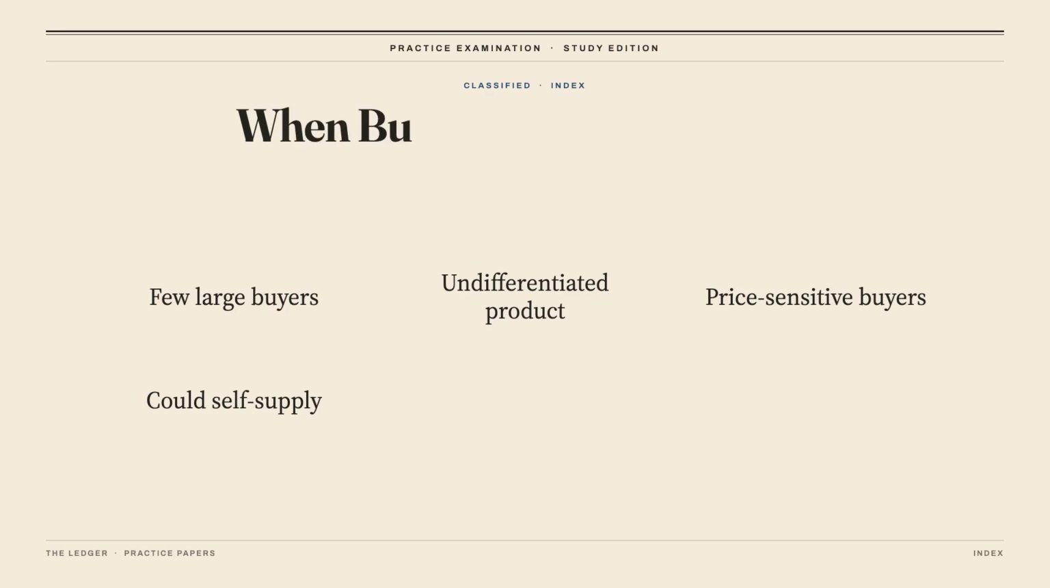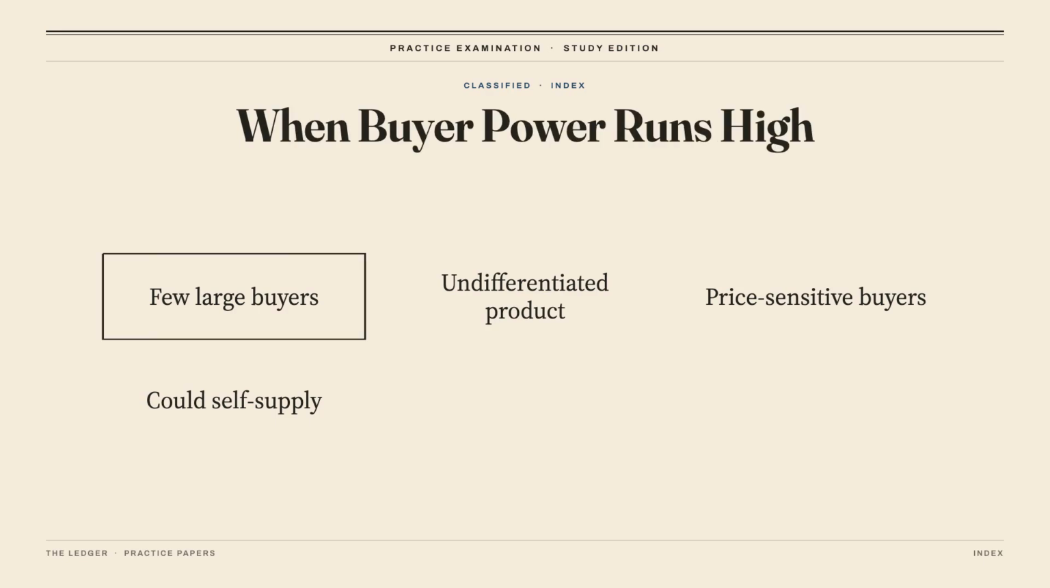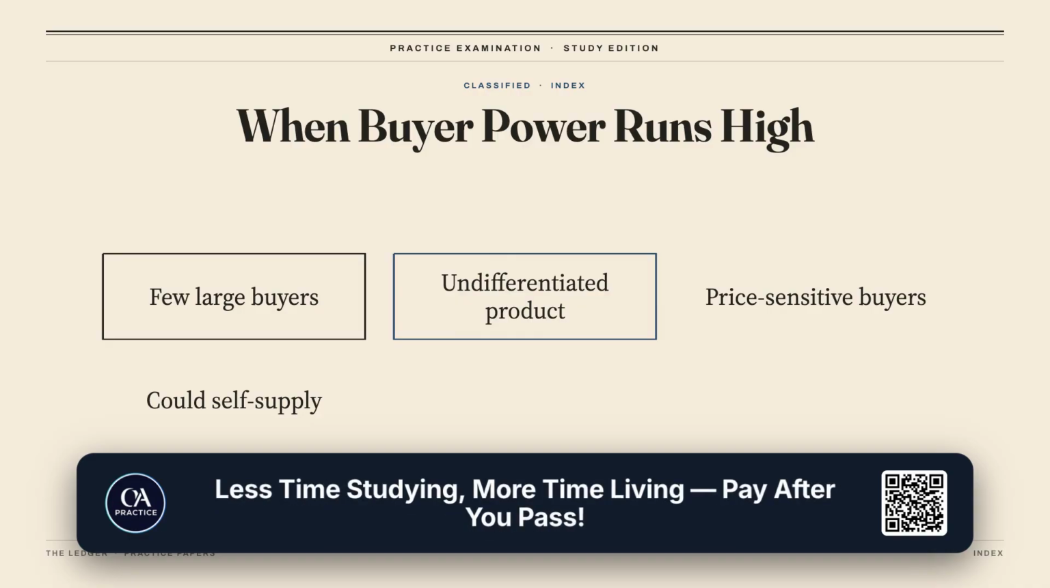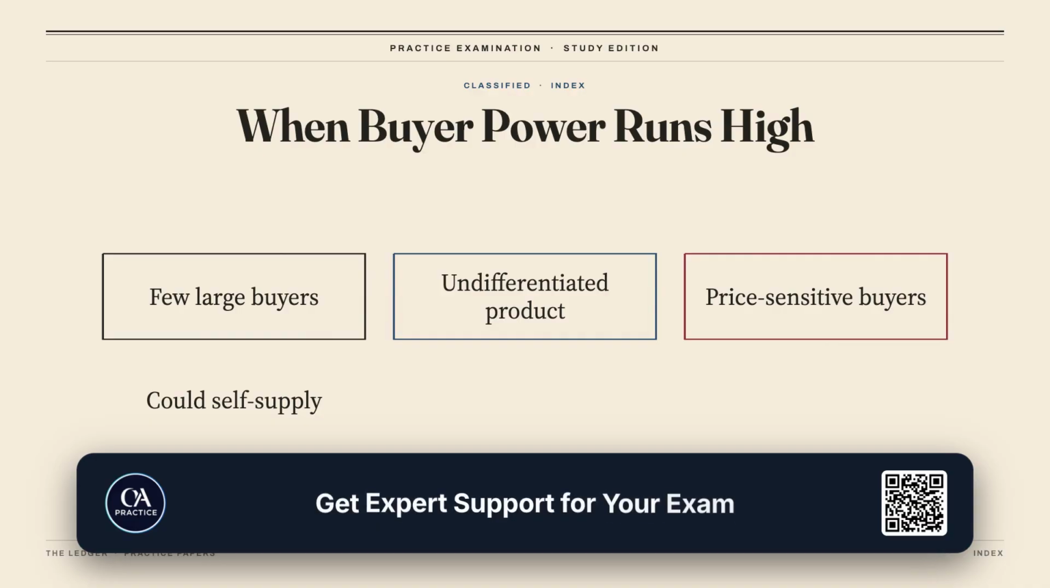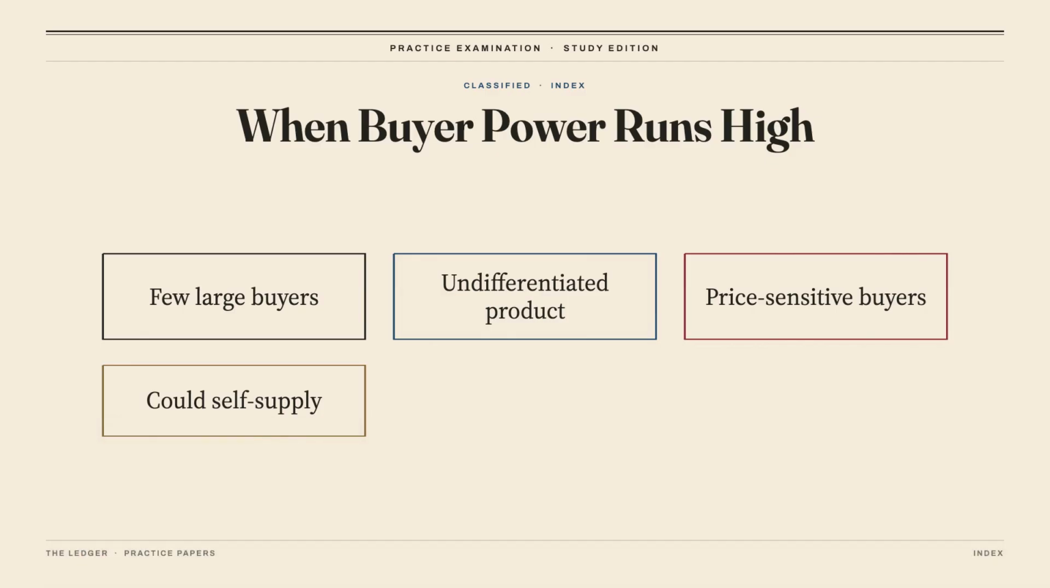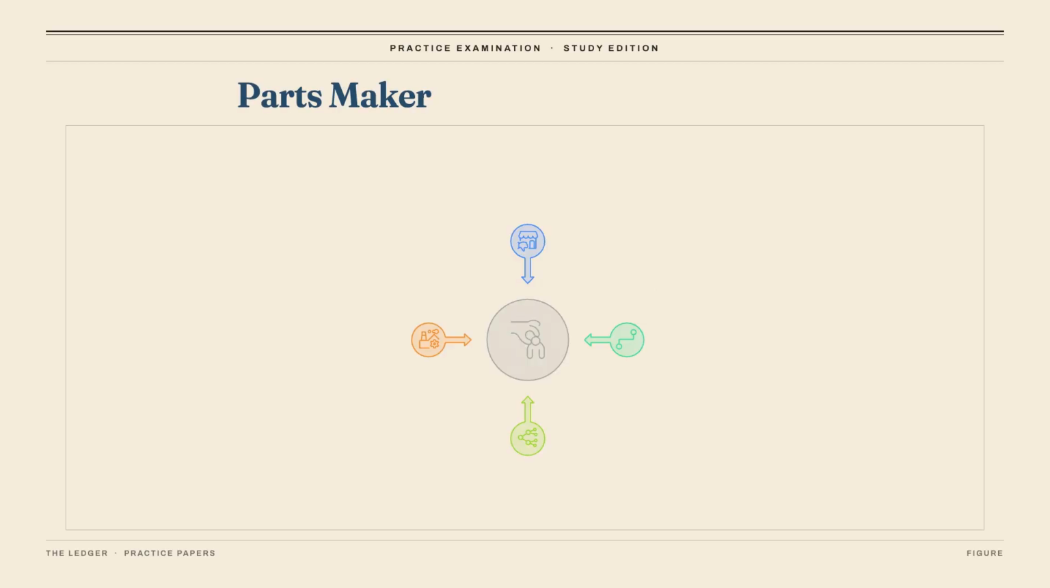Buyer power runs high when a few large buyers purchase most of the output, when the product is undifferentiated so buyers can switch freely, when buyers are highly price sensitive, or when they could plausibly make the product themselves. Any of these lets customers demand lower prices or better terms and walk away from worse ones.